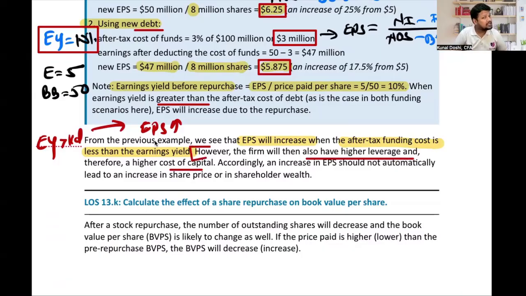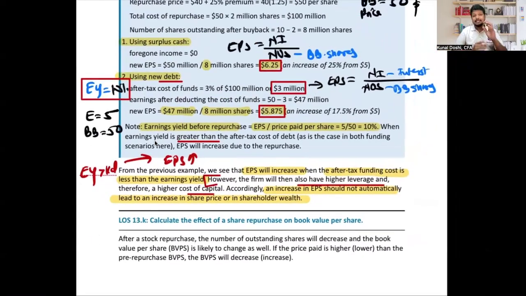Why? Because the equity is going down, because the money is going out of the system. So, guys, that does not guarantee that the companies will become less risky. An increase in EPS should not automatically lead to an increase in share price or shareholder wealth. Yes, EPS will increase, but because the company has become riskier, there is a higher chance that the price might not increase. Understood, everyone? Yes, this is the issue, especially when there is borrowing.